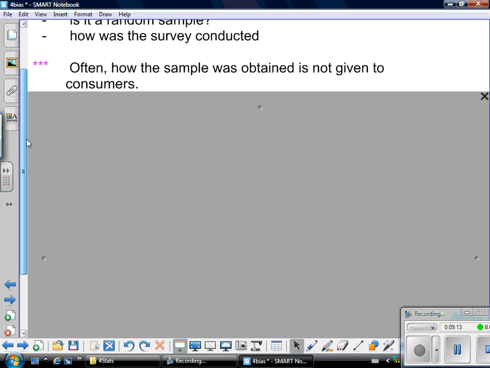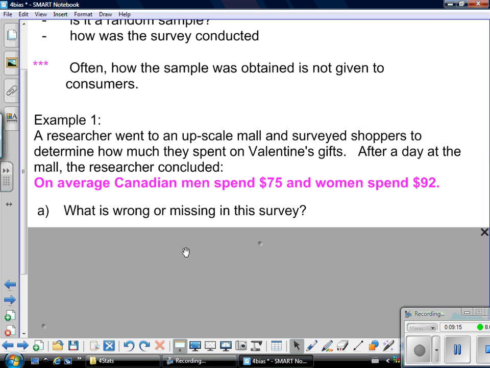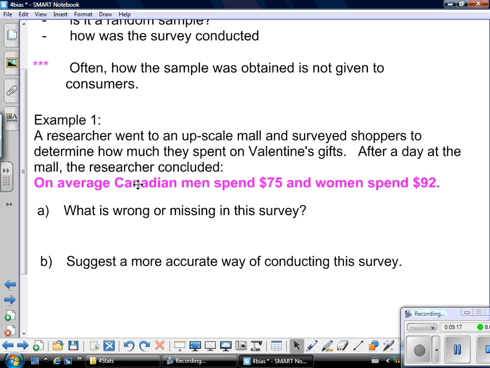Okay, so let's take a look at our first example. It says a researcher went to an upscale mall and surveyed shoppers to determine how much they spent on Valentine's gifts. After a day at the mall, the researcher concluded, on average, Canadian men spend $75 and women spend $92.